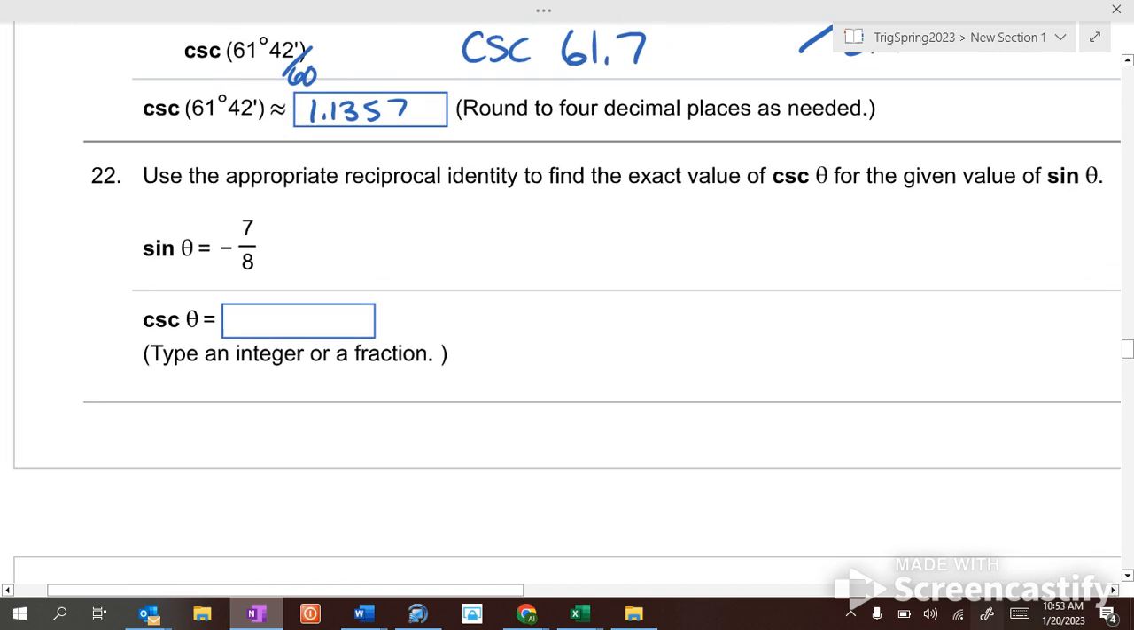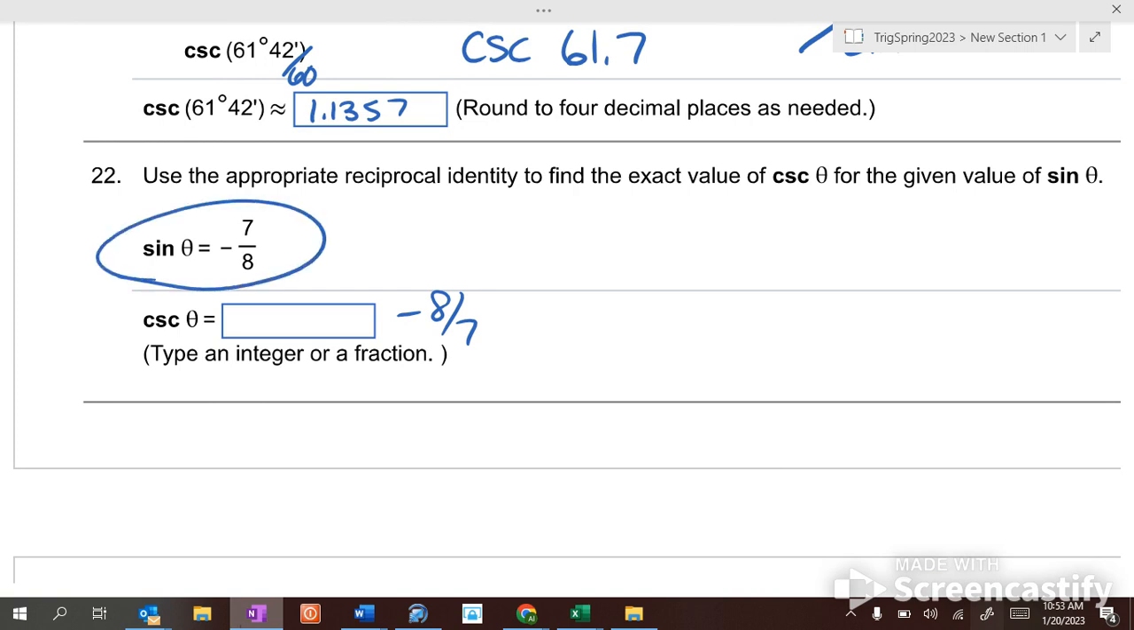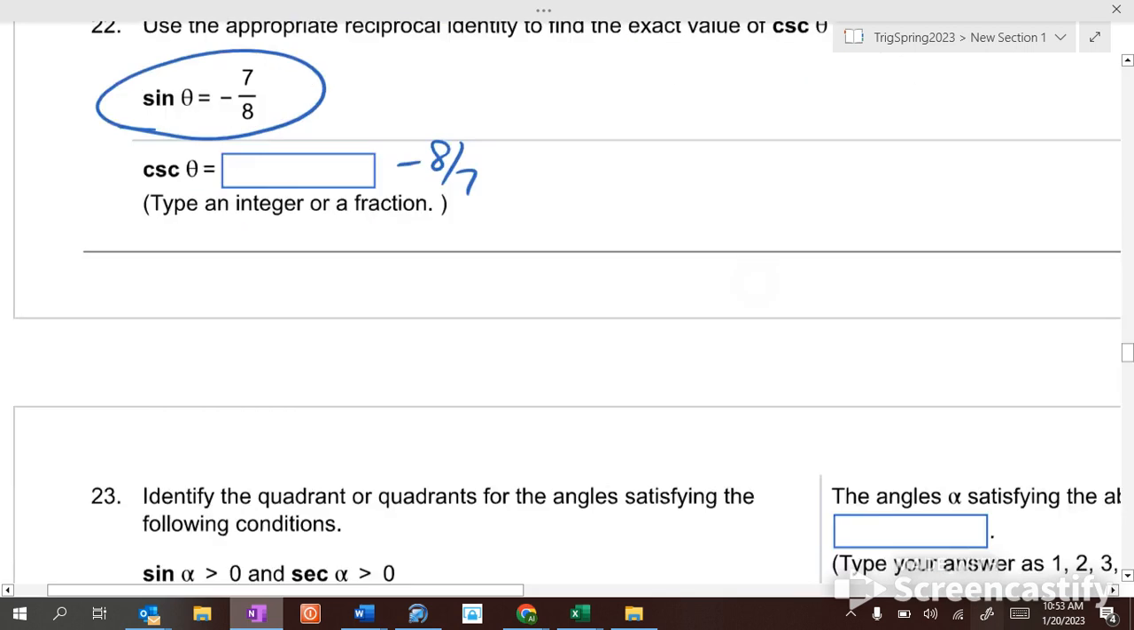Okay? The sine of an angle is negative 7/8. What would the cosecant be? Well, sine and cosecant are reciprocal functions, right? So if you're given a fraction, you just list the reciprocal of the fraction, negative 8/7. Okay? So if we know the sine of something, the cosecant would be its reciprocal.